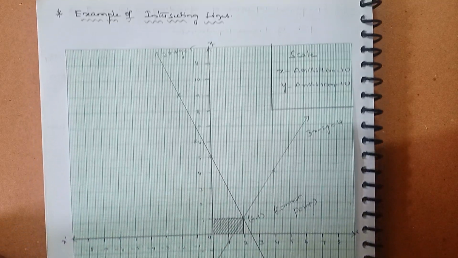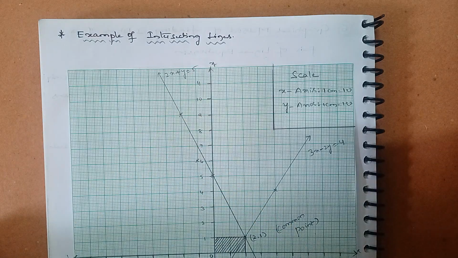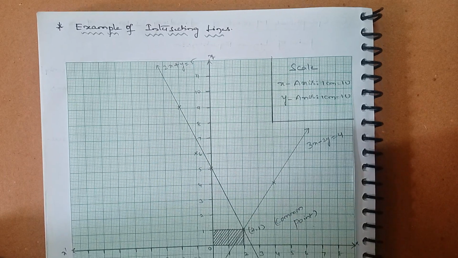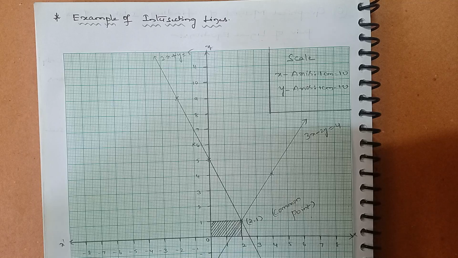Okay, so this is an example of intersecting lines. In the next video we are going to discuss the next pattern, that is parallel lines.